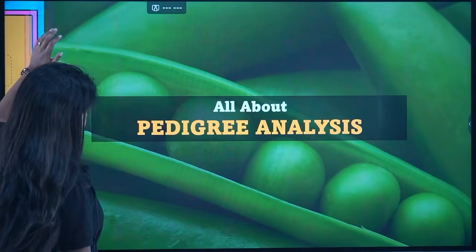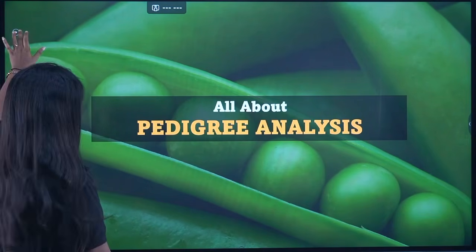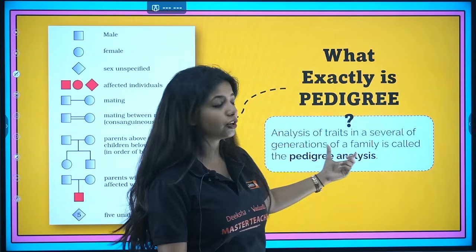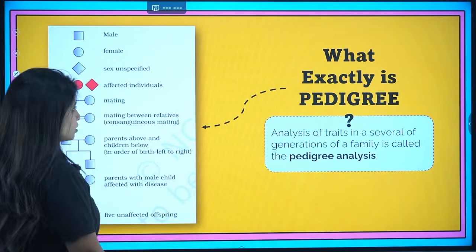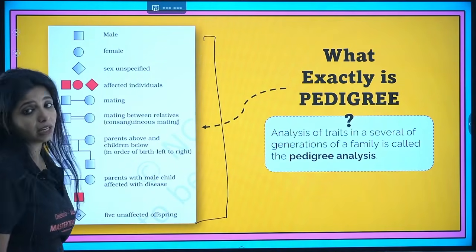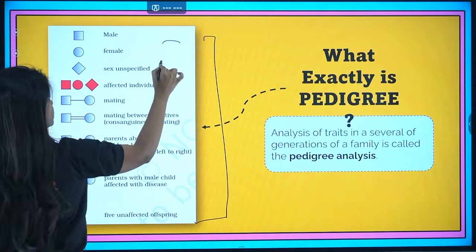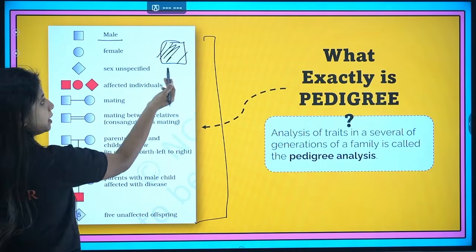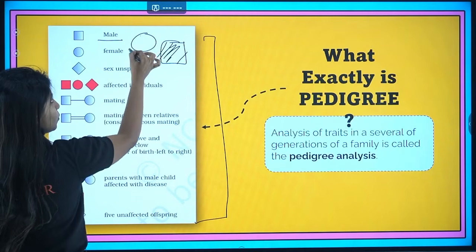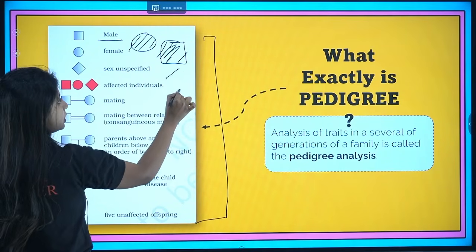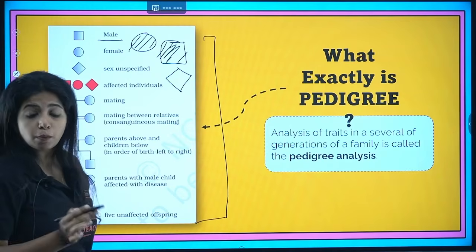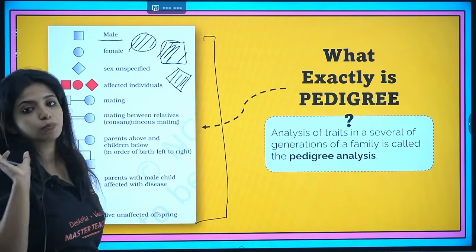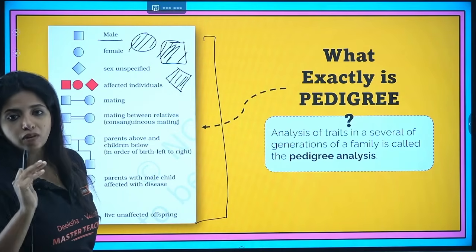Yes. So now we go about pedigree analysis on all the diseases which are there. So what exactly is pedigree? Analysis of traits in several generations of a family is known as pedigree analysis. And over here, this particular picture is given, which is very, very important for you. You can get a question, what does this mean? This means it's a male. What does this mean? This means it's an affected male. What does this mean? This is female. What does this mean? This is an affected female. What does this mean? This means sex is not specified. It can be male or female. What does this mean? That this particular person who is either a male or a female is being affected. So whenever you shade it, that means it is an affected individual.